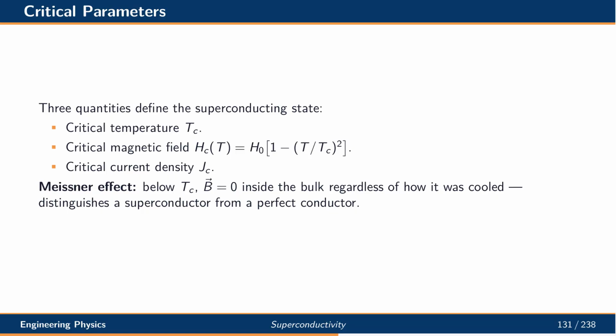Three quantities characterize the superconducting state. The critical temperature is the highest temperature at which superconductivity occurs. The critical magnetic field destroys superconductivity above a certain value, and it falls parabolically with temperature. The critical current density is the maximum current density a superconductor can carry without losing its superconducting state. Together these define the operating envelope for superconductors.